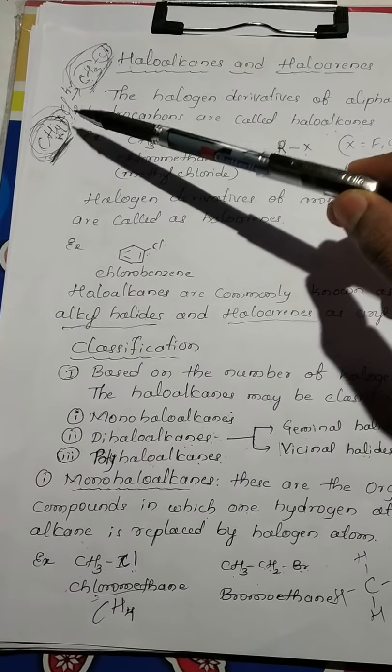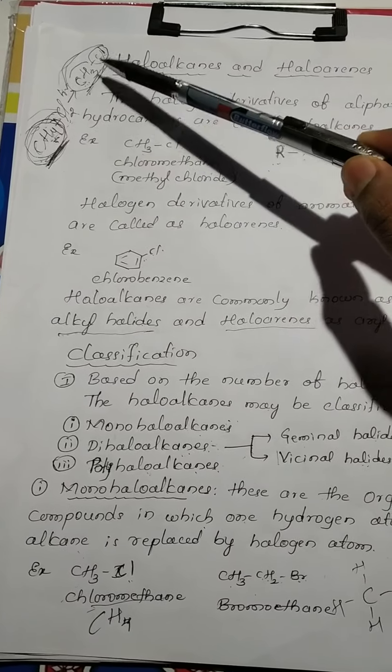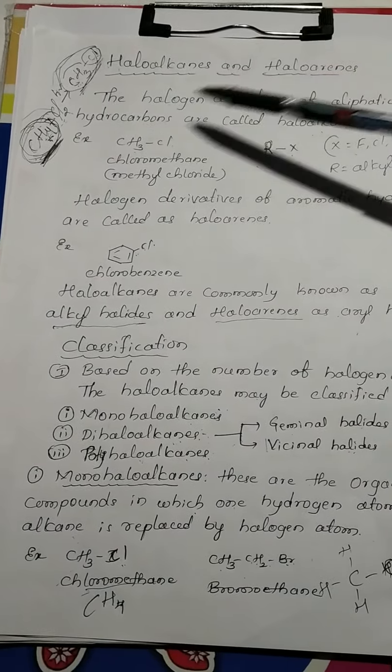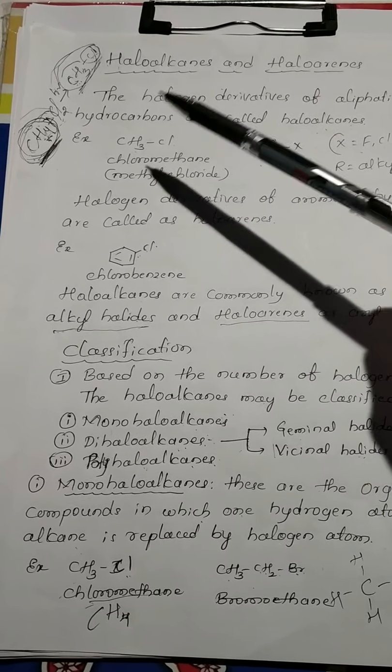See here, when it undergoes chlorination, it gives methyl chloride. It doesn't contain any halogen atom, but after chlorination it contains a halogen element. Hence this alkyl chloride or methyl chloride is obtained from the aliphatic hydrocarbon. Hence a derivative of aliphatic hydrocarbons is called a haloalkane. Example, chloromethane is the IUPAC name. Methyl chloride is a common name.